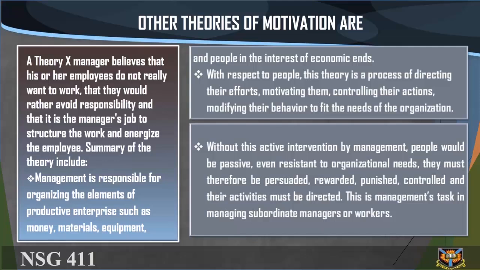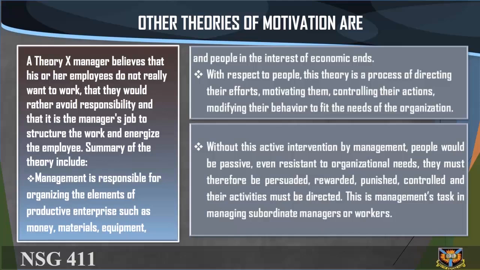include: 1. Management is responsible for organizing the elements of productive enterprise such as money, materials, equipment, and people in the interest of economic ends. 2. With respect to people, this theory is a process of directing their efforts, motivating them, controlling their actions, modifying their behavior to fit the needs of the organization.